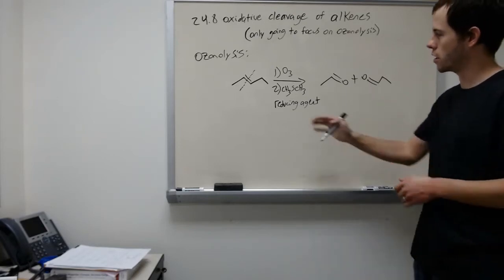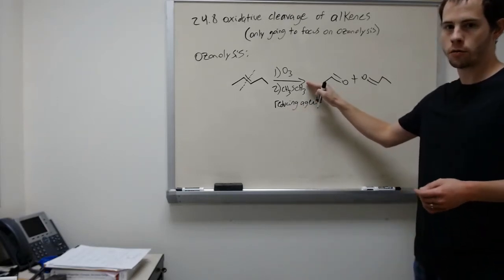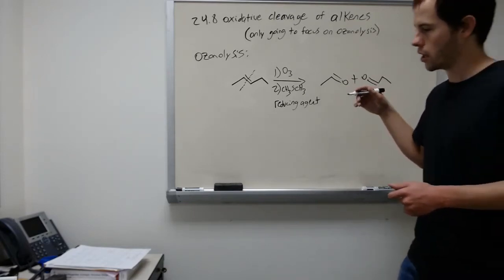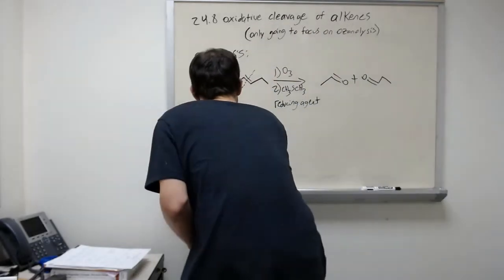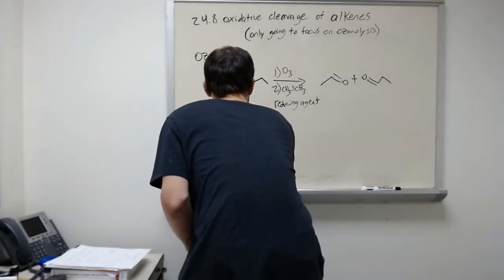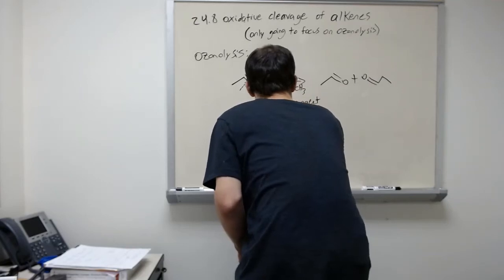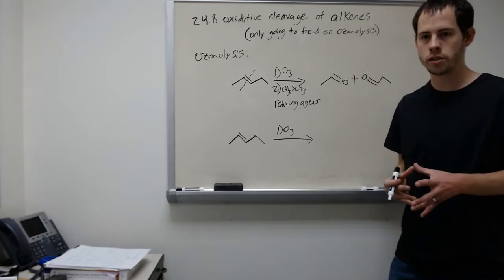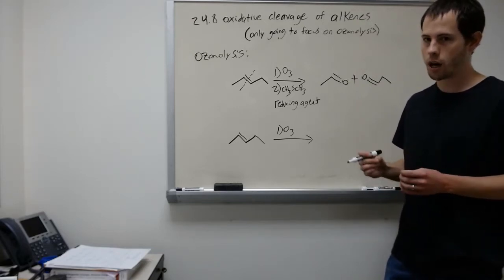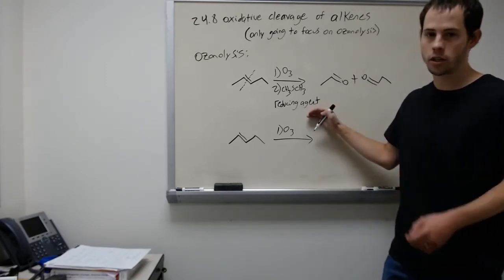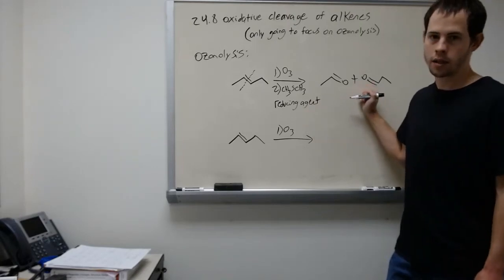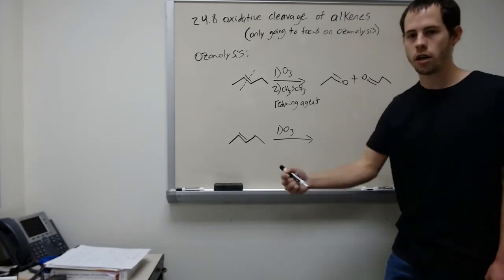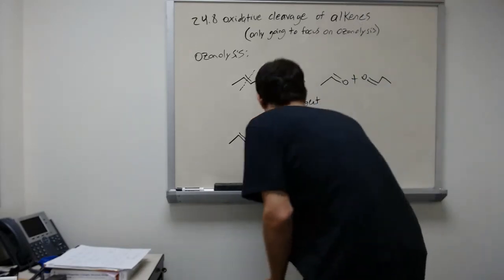Notice, like I said, if we use a reducing agent like dimethyl sulfide, we get aldehydes as our product. If we take the same alkene and treat it with ozone, then we're going to get the same ozonide intermediate. But if we treat it with an oxidizing agent instead of a reducing agent, these become carboxylic acids, because once the aldehyde is formed, the hydrogen peroxide is able to further oxidize it to the carboxylic acid.